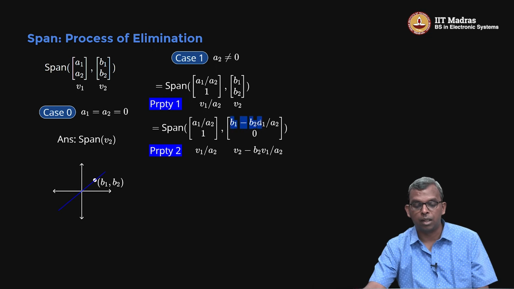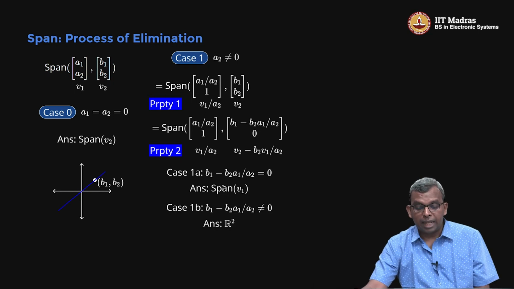Okay, so now this guy, as you know, is going to control the span. If that B1 entry is non-zero, then you get the entire R2. If that guy is 0, then you just get the span of V1, which is the span of A1 by A2, 1, the same as the span of V1, it's just division by A2. So the other case is when this is non-zero. If this is non-zero, then you get the entire R2. Okay, so I hope you saw this process of elimination.